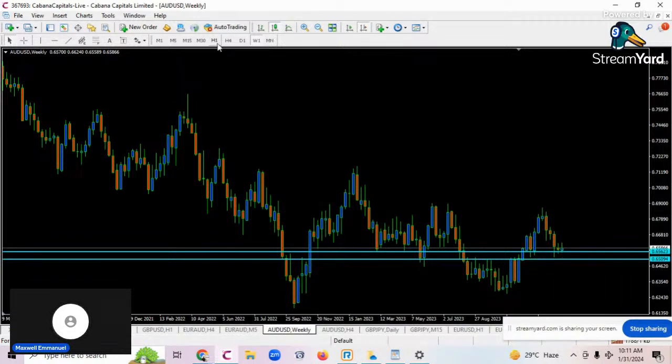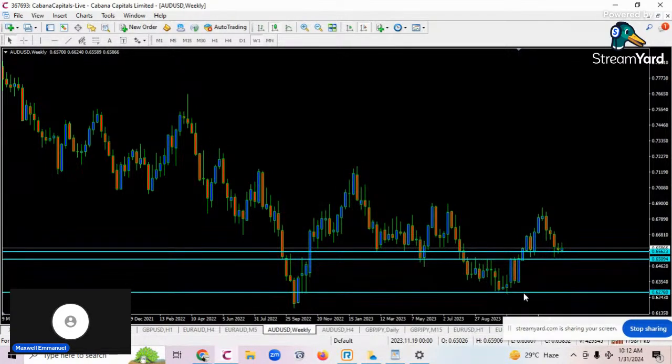So let's go down to daily. This is the demand zone or the support zone. If this support zone is broken, then you can consider selling Australian dollar USD, as there's a possibility for price to drop to the next support level. But at the moment, demand is increasing, so I would advise you to look for buy opportunities.